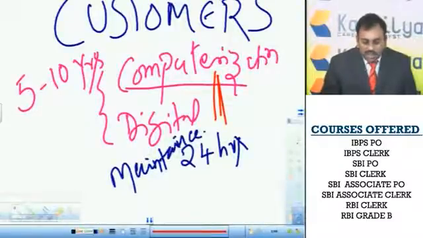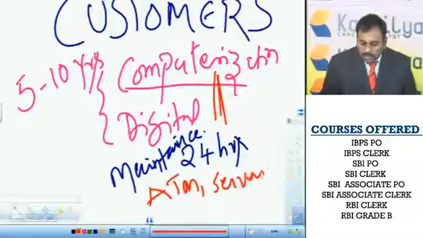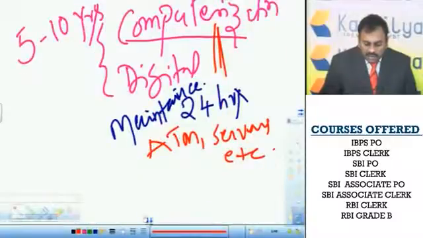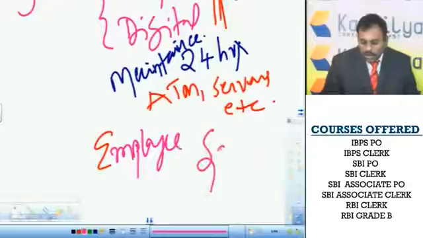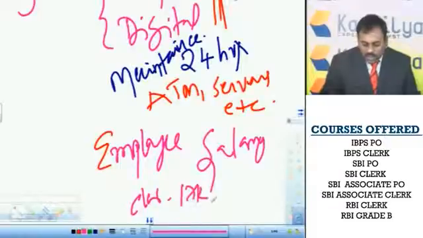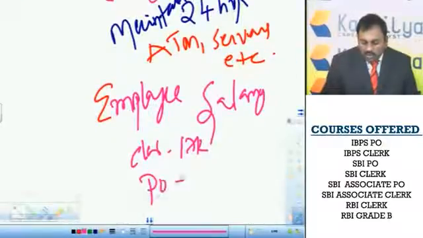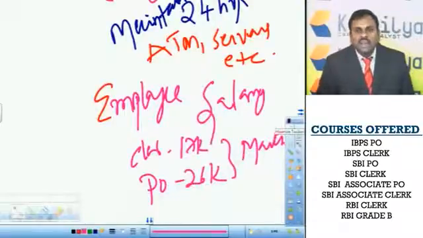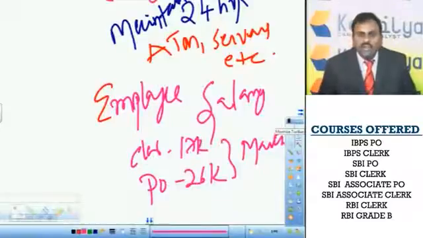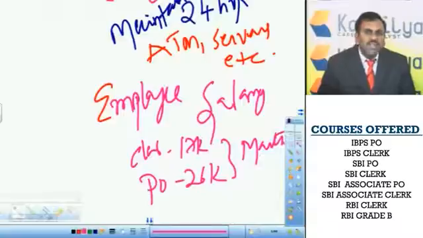Banks have spent huge expenses on ATMs, servers, etc. In addition to these two things, there are employees' salaries, my dears. Your starting salary for a clerk would be around 17,000 per month today, and a PO's salary would be around 26,000 per month. Because of that, most people from different sectors are coming to the banks. Bank is a most secure job.